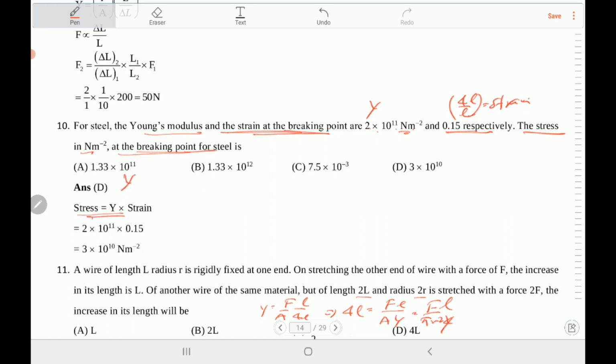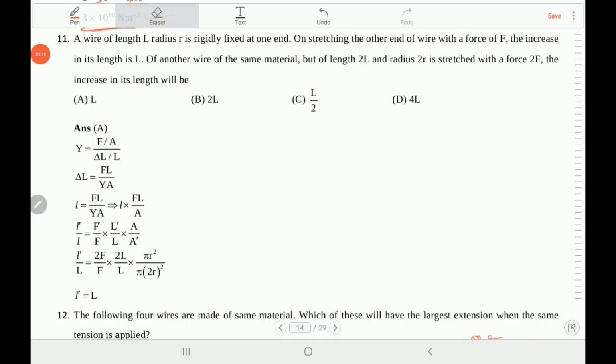Then the stress in Newton per meter square at break, very simple, Young's modulus, already shown. How do you get this relation? Y that equal to stress divided by strain. From this you have solved for stress and you put the value of Y 2 10 power 11 and strain 0.15. The final answer is 3 10 to the power 10. You check this calculation part once. It's very simple. Children, we'll have one more.